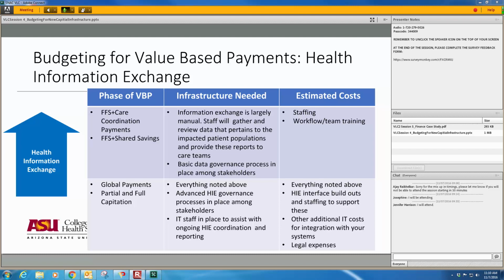When you start to get into the more complex models of payment, obviously everything above, and then more advanced models of HIE governance, some centralized staff to assist with HIE coordination and reporting. And this is where you start to see dollars getting funneled for things like technical build-out and reporting capacity, and potentially some real legal expenses associated with that.